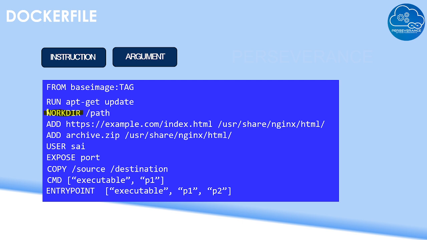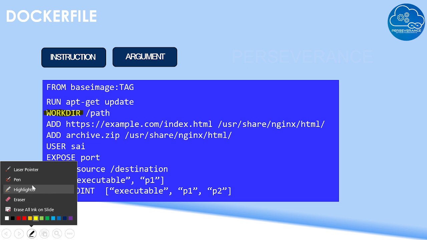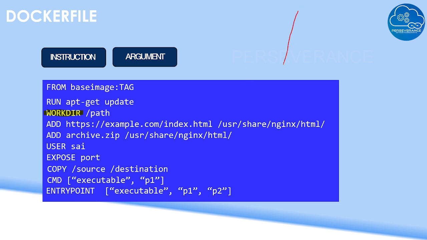Now we have WORKDIR. When we write a Docker file and build it, the default path is under root. This is the root directory. Under this, Docker will take us by default. If you want to change the path, you can give WORKDIR, which is an instruction. You can give any path you need, so the instruction will help us switch to that particular path.